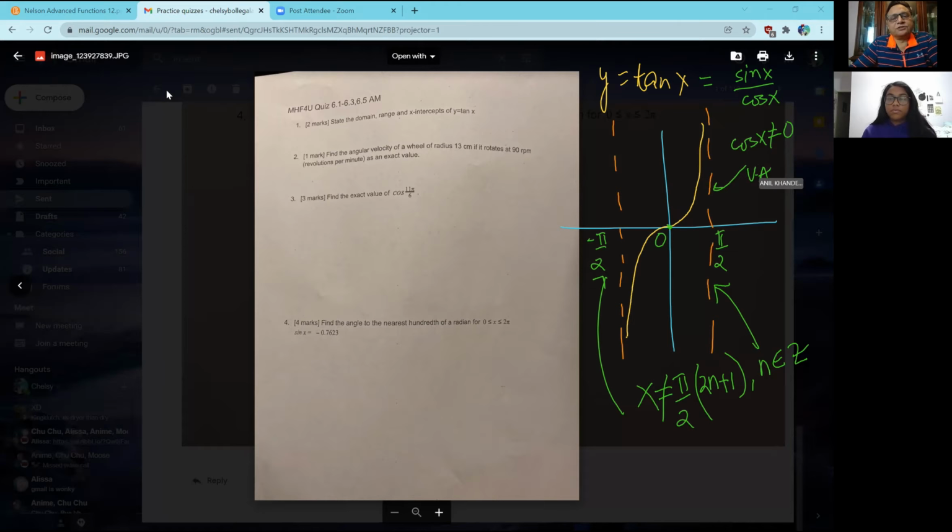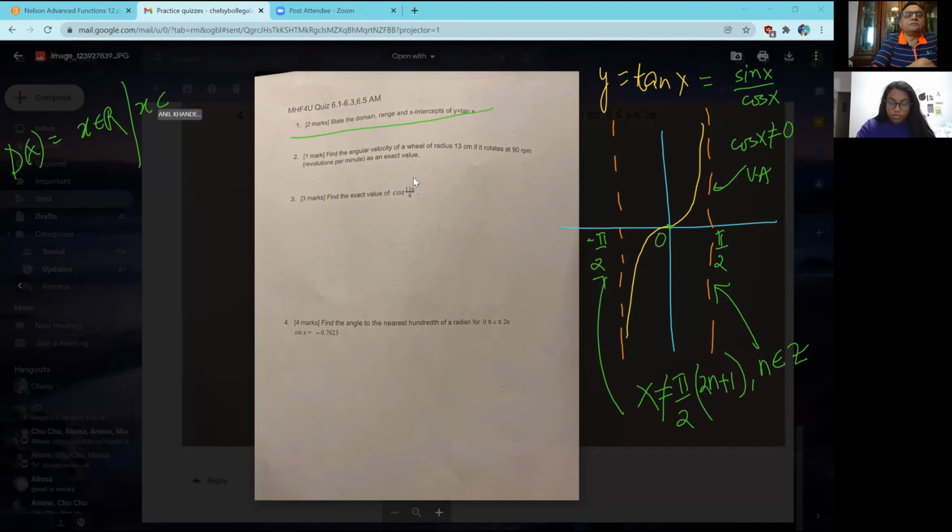So those are the restrictions. If we have even multiples, then we'll get zeros, right? So that's the whole idea. So it has to be odd multiples of pi by 2. So now we can write down the answer for the first question, which says state the domain. So the domain of this function will be x belongs to real numbers, so that x is not equal to odd multiples of pi by 2.